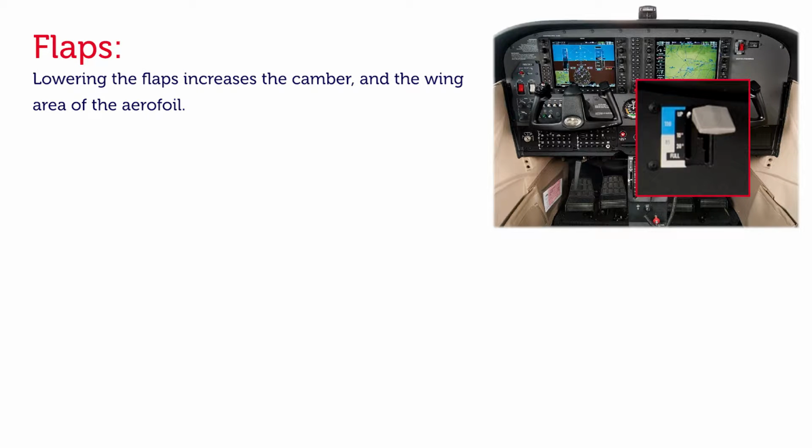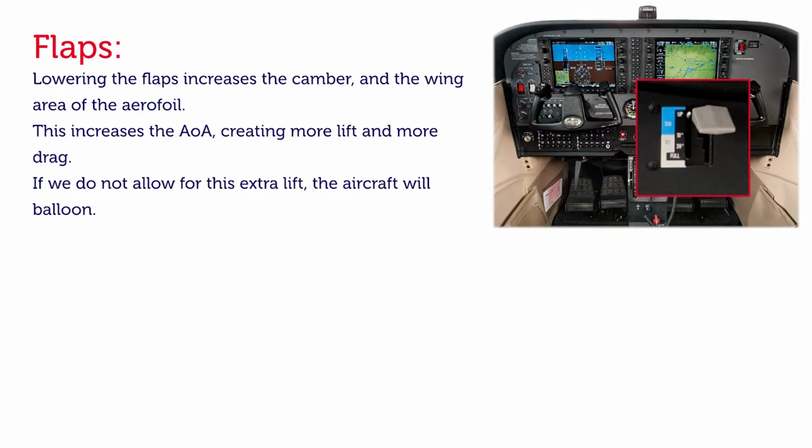Lowering the flap will change the camber of the wing, and it also increases the wing area of the aerofoil. And if we look back to our pilot's lift formula, an increase in angle of attack by changing the camber of the wing will generate more lift, and it also generates more drag. So if we don't allow for that increase in the extra lift, the aircraft is going to balloon.